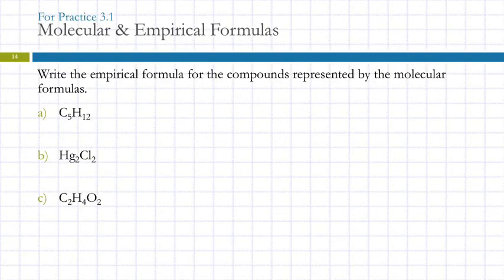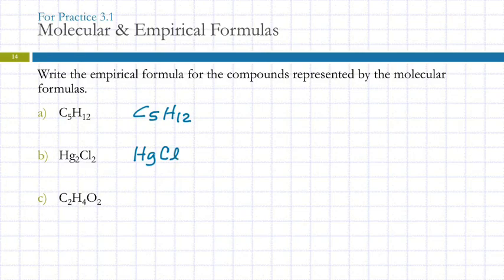So this is the sort of thing we should be able to do for an exam. Write the empirical formula for the compounds represented by the molecular formula as shown. Okay, so C5H12. Can that ratio be reduced? No. So here, the empirical formula is C5H12, which is the same as the molecular formula. How about Hg2Cl2? That would be just HgCl.